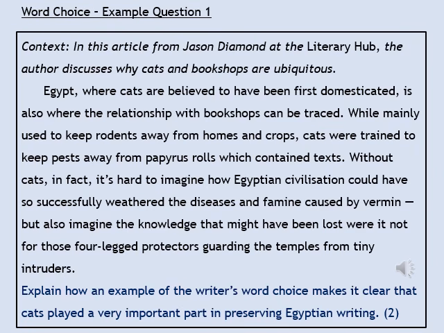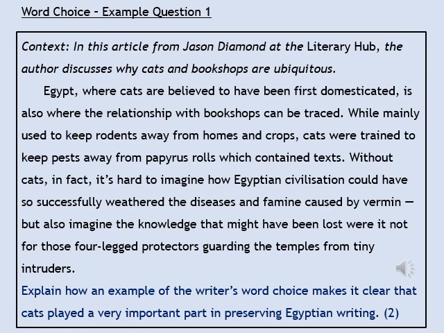Moving on to a word choice question, we're looking once more at the article by Jason Diamond in which he discusses the ubiquity of cats in bookshops. Egypt, where cats are believed to have been first domesticated, is also where the relationship with bookshops can be traced. While mainly used to keep rodents away from homes and crops, cats were trained to keep pests away from papyrus rolls, which contain texts. Without cats, in fact, it's hard to imagine how Egyptian civilization could have so successfully weathered the diseases and famine caused by vermin.